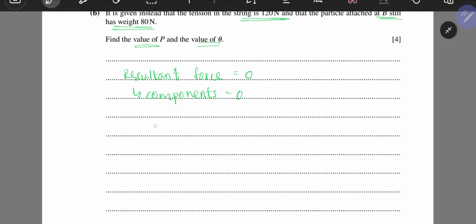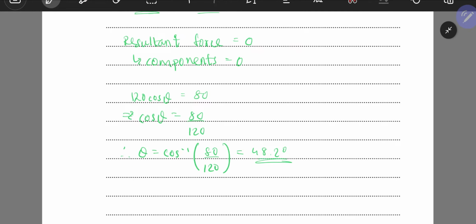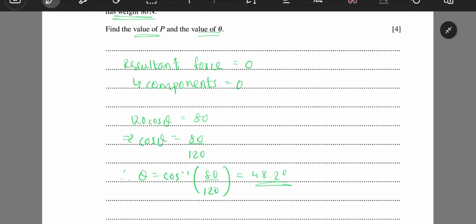In that case, it's quite simple to solve since weight is countered by the vertical component of tension. So 120 cos theta is equal to 80, or cos theta is equal to 80 by 120. Therefore, theta is equal to cos inverse 80 by 120, which is 48.2 degrees.